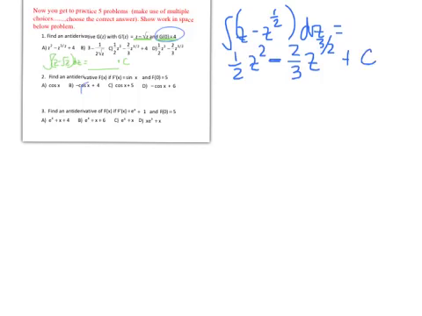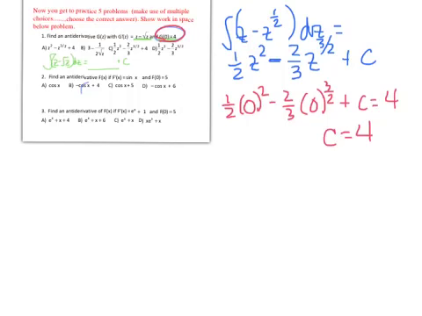So there's the first part of my answer. Then the second part says, if g of 0 equals 4, that means when I put a 0 in there, 1/2 times 0 squared minus 2/3 times 0 to the 3/2 plus c, I have to get a 4 out, so that tells me c equals 4. So my answer is all of this with my c as a 4. So I'm going to get 1/2 z squared minus 2/3 z to the 3/2, so it's letter C.